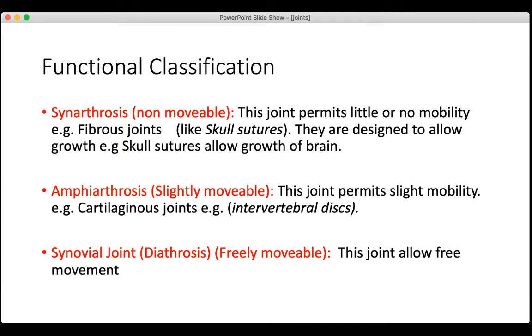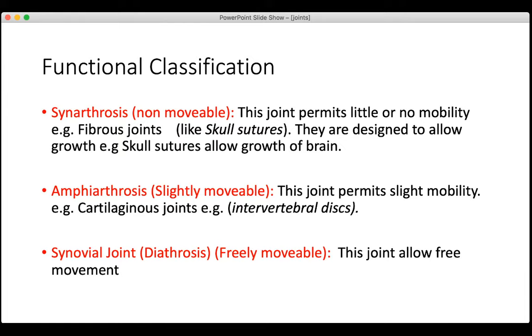So the first one is your non-movable joint, the first category according to functional basis, and it is technically also known as synarthrosis. These kinds of joints don't move, or there is very slight movement. There is no movement at all, you can say that. Skull sutures are an example, which I discussed right now in the previous slide. Then the second is slightly movable joints, or we can also call them amphiarthrosis. These kinds of joints allow a little bit of movement, and intervertebral discs are an example.